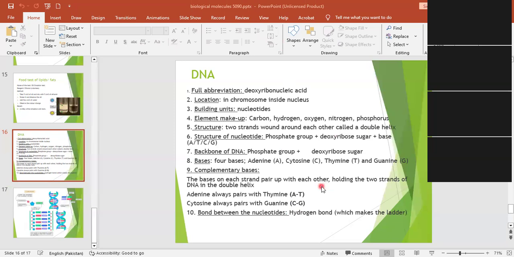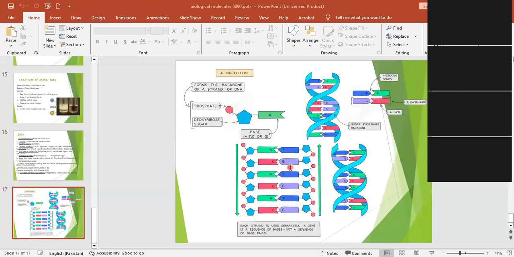Okay, ji. So this is actually about the DNA and we are done with the chapter. This is done. Okay, let's start the new chapter. That is enzymes. Enzymes. Yeah.